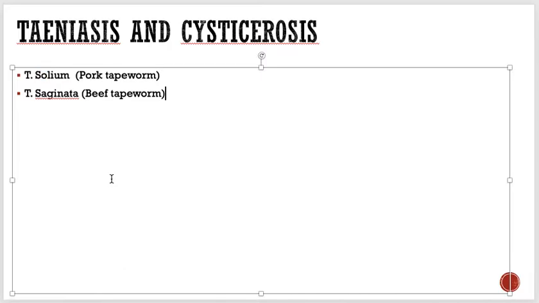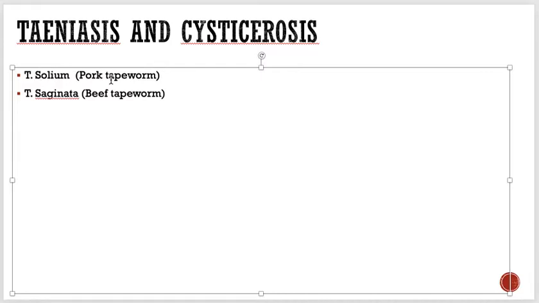Their distribution is worldwide, of course, and they cause sickness and malnutrition, and particularly solium often results in the death of the host. We are discussing human infections. So whenever a person gets infection with the adult tapeworms of either of these kinds, we call that condition taeniasis.